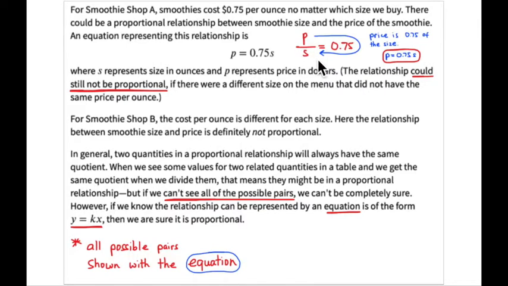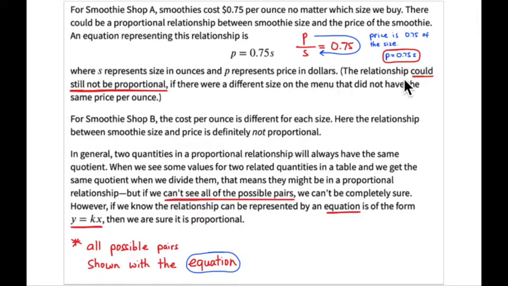So for 1 ounce, it's 75 hundredths times 1 ounce is the price. 75 hundredths times 2 ounces is the price. 75 hundredths times 3 ounces is the price. Because that's what this means. When you take the price and divide it by the size, that answer is always 75 hundredths. It tells you that you need 75 hundredths times that size to get the price. So the price is 75 hundredths of the size, or the number of ounces of the smoothie.